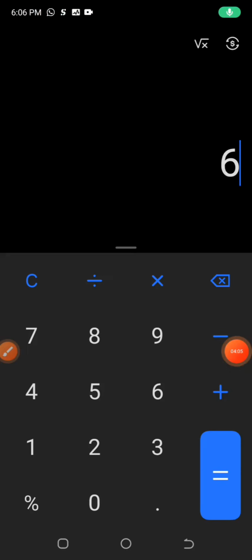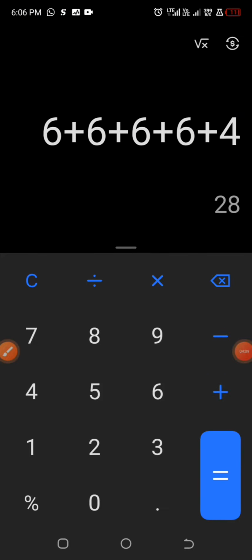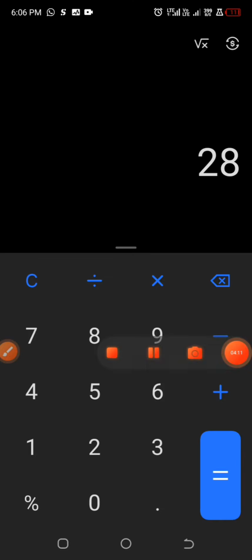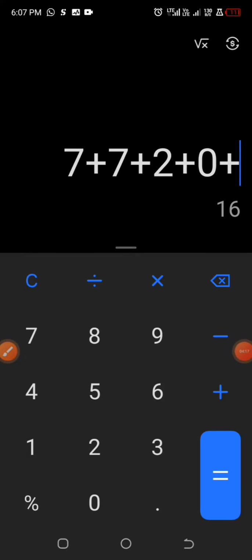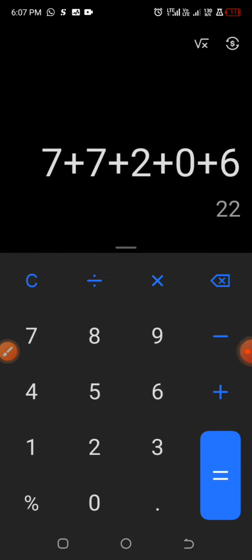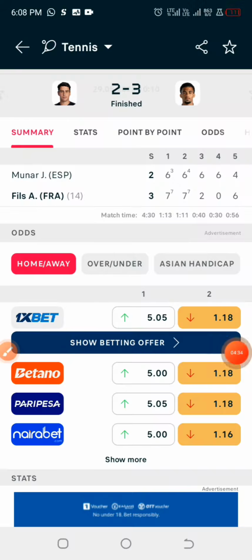Now let's calculate all the points that the home guy had in each of these sets. We had 28, and for the other guy we have 22. Even though the guy with the total of 22 points won the game, his points are low compared to the underdog player. This is how handicap total points work, by backing up the underdog.